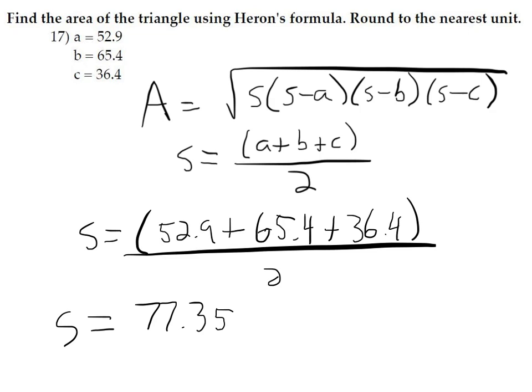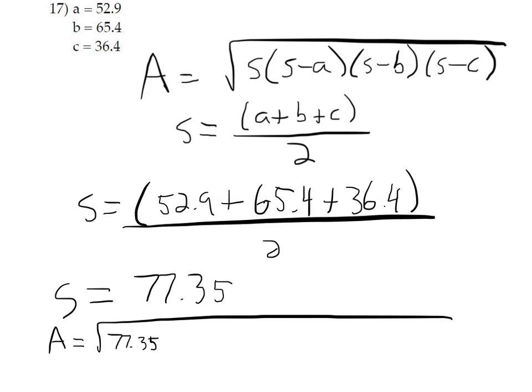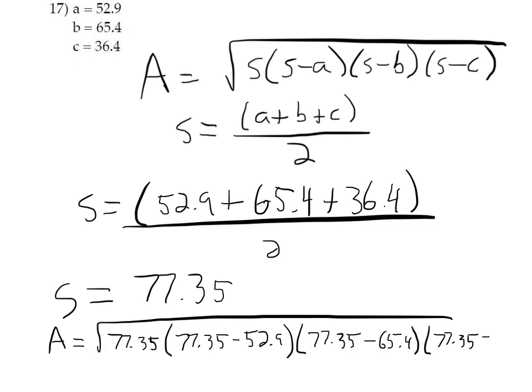Now that we have S, we now work the formula. So A equals the square root of S, 77.35, times (S minus A), 77.35 minus 52.9, and (S minus B), 77.35 minus 65.4, and (S minus C), 77.35 minus 36.4.